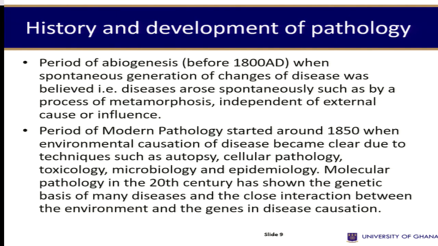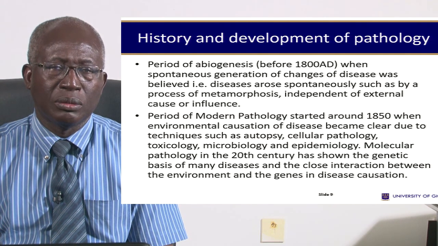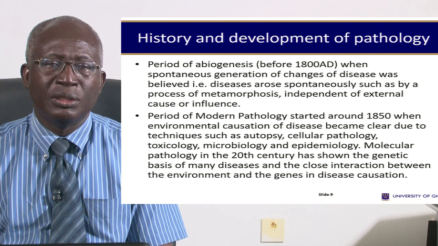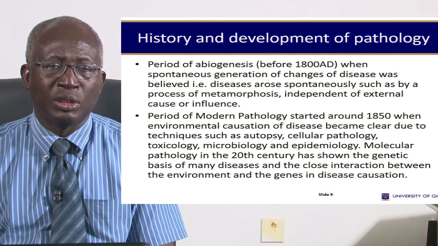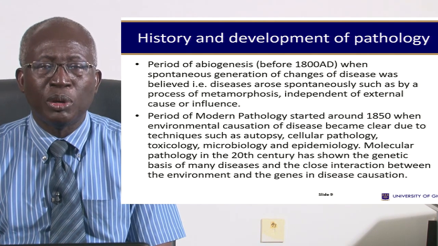Then came the period of abiogenesis before 1800 AD, when spontaneous generation of changes of disease was believed. That is, diseases arose spontaneously, such as by a process of metamorphosis and independent of external cause or influence. Finally, the period of modern pathology started around 1850, when environmental causation of disease became clear due to techniques such as autopsy, cellular pathology, toxicology, microbiology, epidemiology.